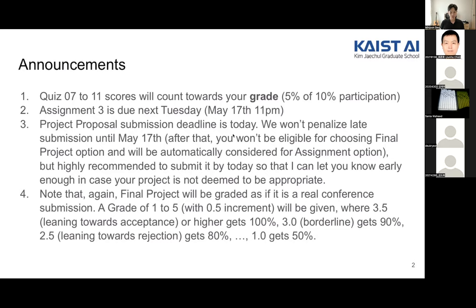But please be aware that we have this grading schema. We're going to use the same reviewing rubric as for NLP papers at NLP conferences. Okay, so any questions?